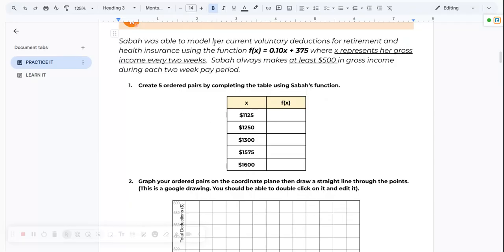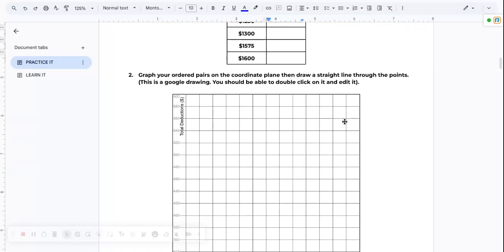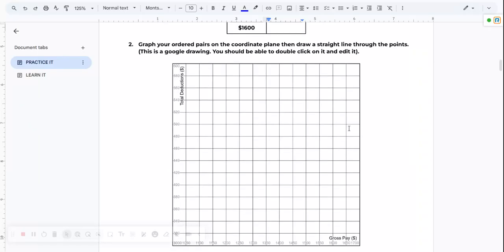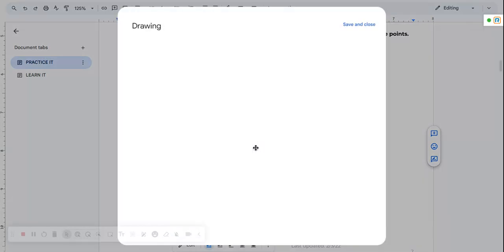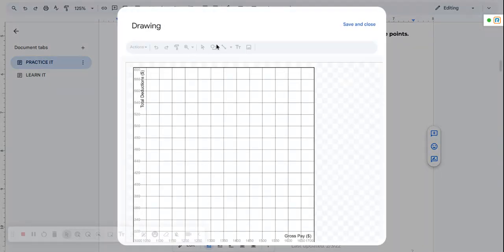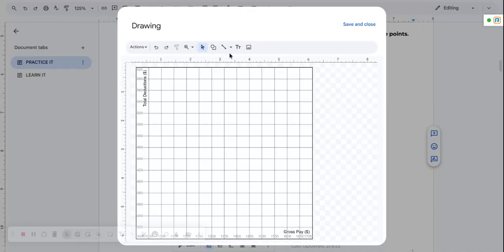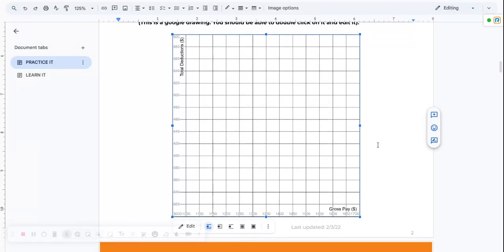Over here, you have a situation with voluntary deductions for retirement and health insurance. This is the function given as an equation. You need to input these x values to calculate the output values. Put those in the table, and make sure you highlight your answer. Then I'd like you to graph the ordered pairs you've created in this table on the coordinate plane. This is a Google drawing, so the way you're going to edit this is to double-click it. This will open up. You're going to be able to insert lines, insert little circles as points, and when you're done editing this, you can press Save and Close, and your edits should be here.